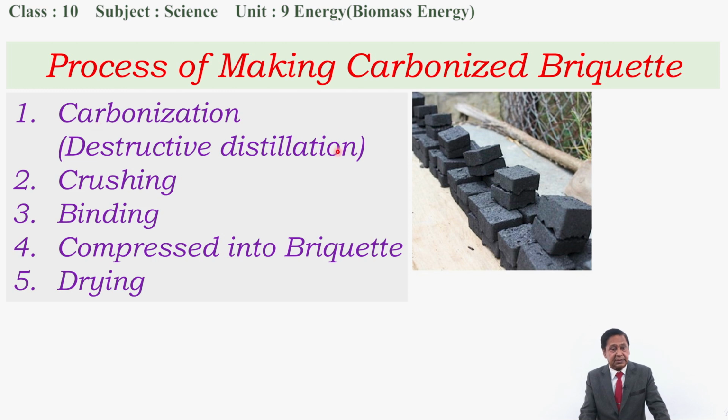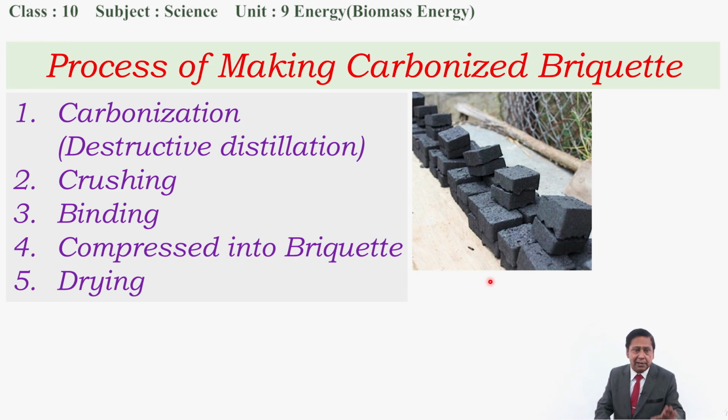The first process is carbonization. It is the process in which we produce charcoal, and then crushing this charcoal, the powder is mixed with binding material, and then we compress it and the briquette is made. After making the briquette, it is dried, and these dried briquettes can be used as a source of heat energy. This is one of the methods of making carbonized briquette.